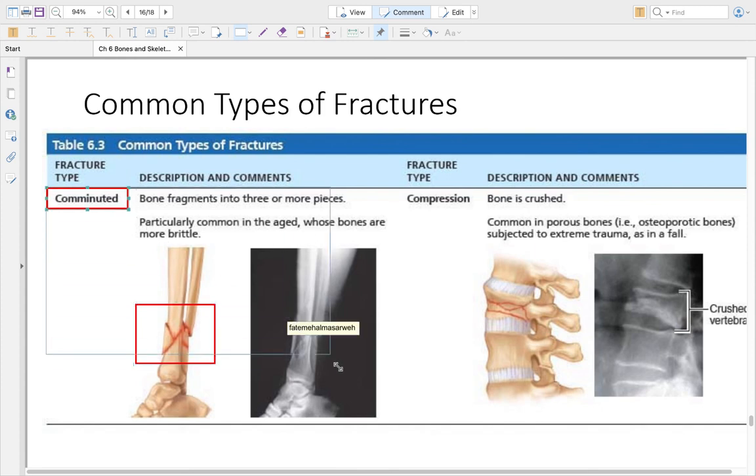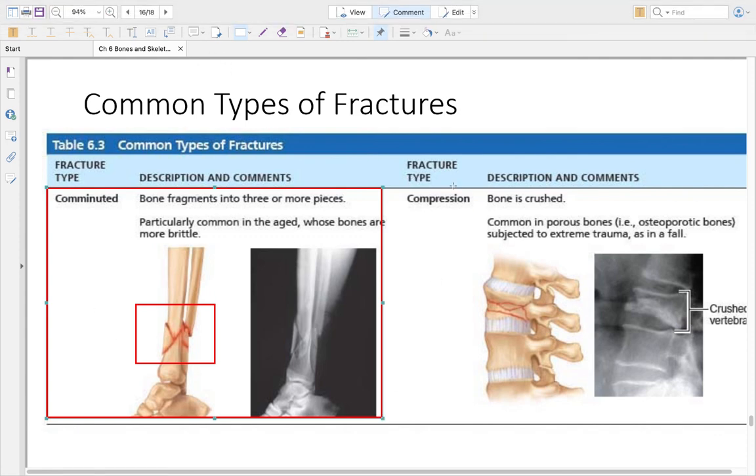Actually highlight this whole thing. Okay, this is a comminuted fracture. A compression fracture is right here next to it. This is when the bone is crushed. Usually happens in porous type bones, meaning that there's more osteoporotic bones rather than compact bone. Okay, now here we see a vertebra and it's pretty destroyed. It's just completely crushed. Usually this was from a trauma, a fall, car accident, things like that.